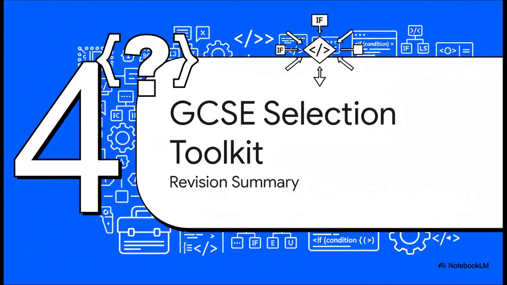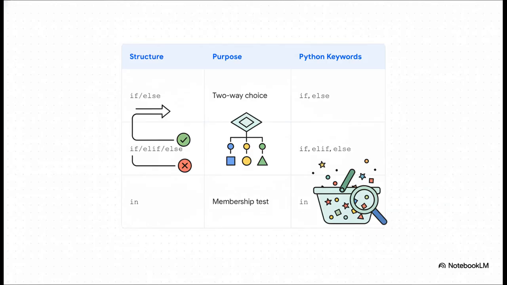Okay, phew. We've got through the main selection tools you are absolutely going to need for your GCSEs. So let's pull it all together in a final summary. Think of this as your ultimate revision toolkit. Here's the rundown. If you've got a simple this or that choice, you're using if-else. Got more than 2 options that can't happen at the same time, then you bring in elif to build a chain of checks. And finally, if you just want to see if something is inside a list or a string, in is your best friend. 3 tools, 3 different jobs.